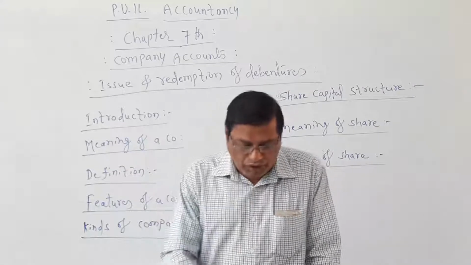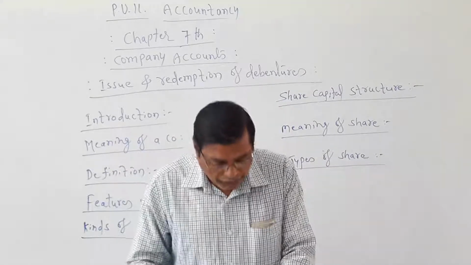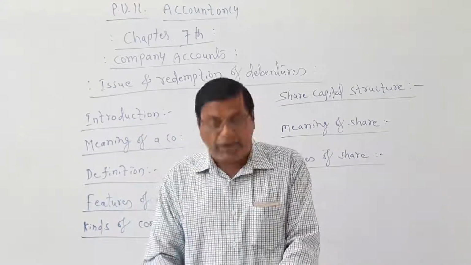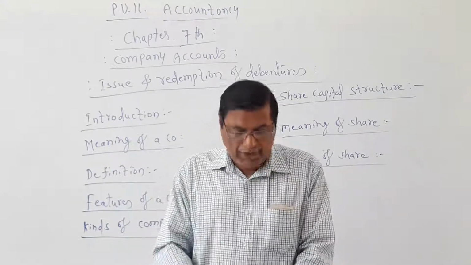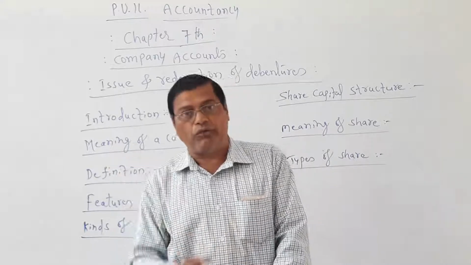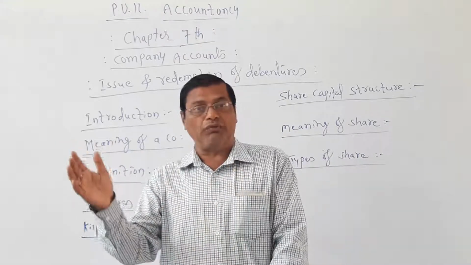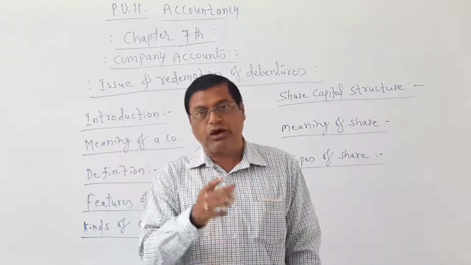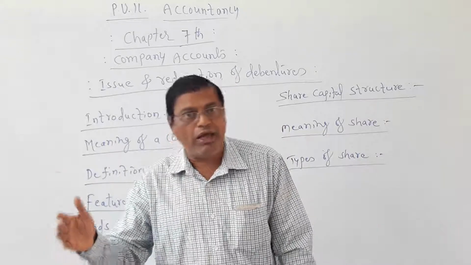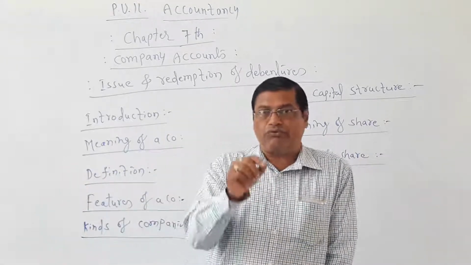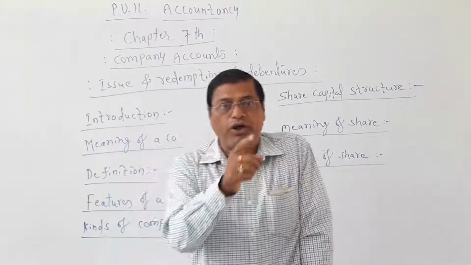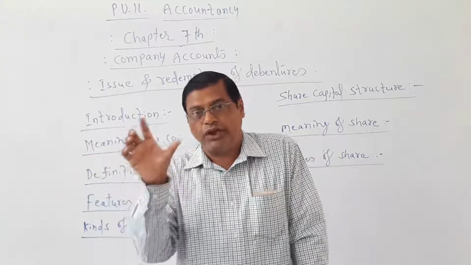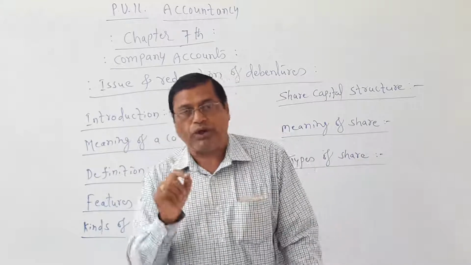Calls made. After allotting the shares and receiving the allotment money, the directors of the company can call up the balance amount in various installments. That is called a call. First call, second call, third call, and final call, like this. Therefore, a call is nothing but an offer made by the company to the public to pay the balance amount.